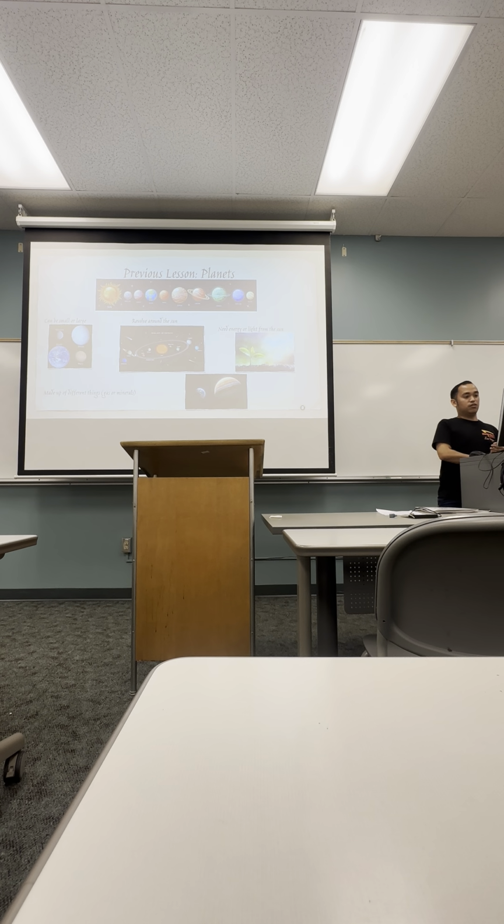In our previous lesson, we learned about the planets. So we know that planets can be small or large. Do we agree? Thumbs up. Great. Yes, because planets come in different sizes. Planets also revolve around the sun, like we see here in the pictures. Do you think that's true or false? True?